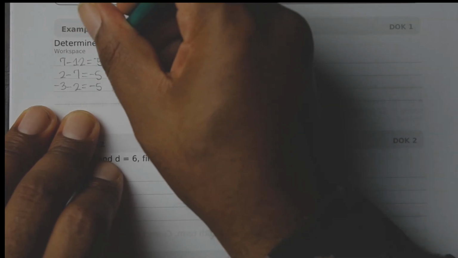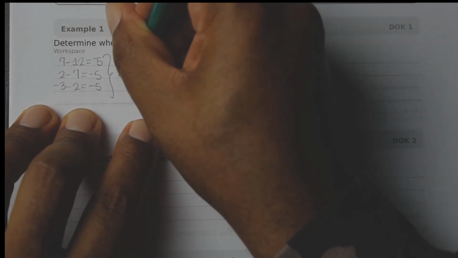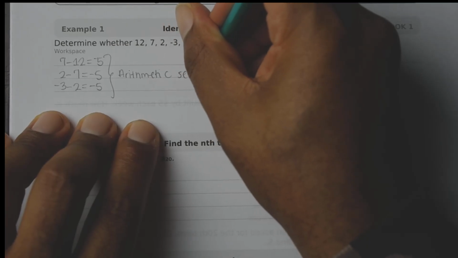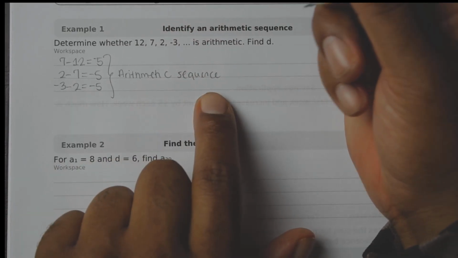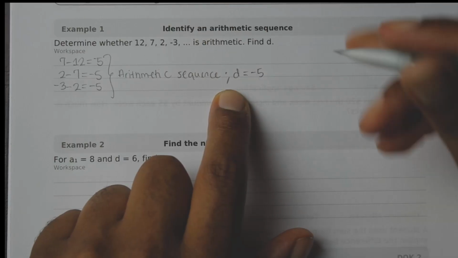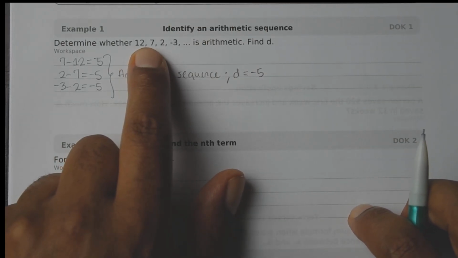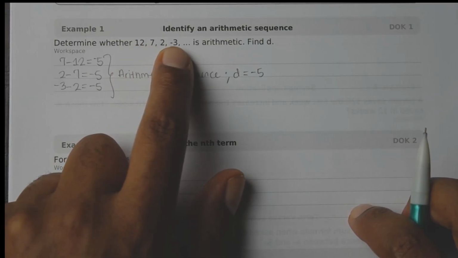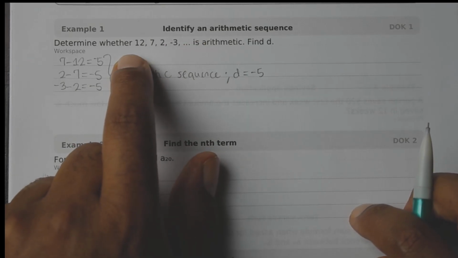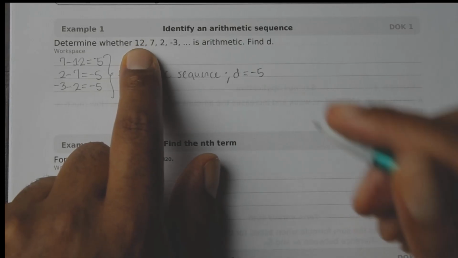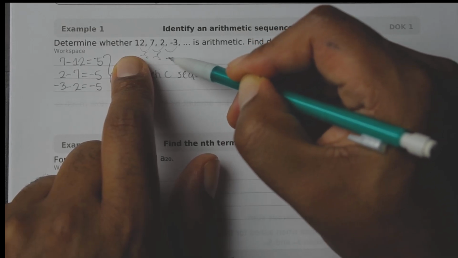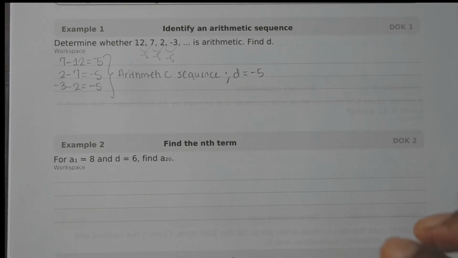So notice we have an arithmetic sequence, and that difference is -5. That -5 simply means that there is a decrease if you're going in this direction. It will tell you whether there's an increase or a decrease. Notice going from here to here, that's -5. Then from here to here, that's -5. Then from here to here, that's -5. So the difference is -5.